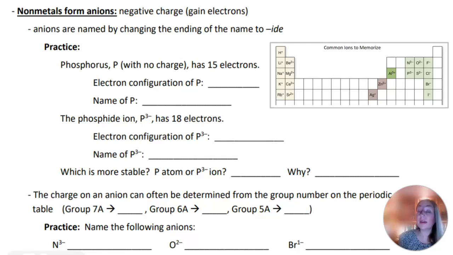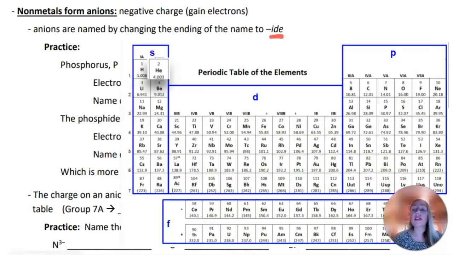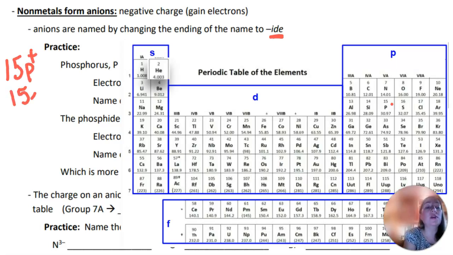Okay, nonmetals can also form anions. They have a negative charge once they've gained some electrons. Anions are named by changing their ending to "ide." So let's do a practice with phosphorus. Let's find phosphorus on our table. So it's here with atomic number 15. Phosphorus always has 15 protons. That's what makes it phosphorus, but it will also have 15 electrons if it's neutral.